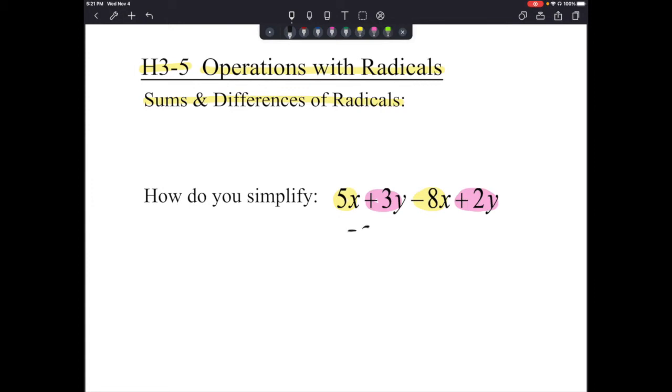So when we combine our like terms, 5x and a negative 8x will give us a negative 3x. And when we combine 3y and 2y, we have a total of 5y's. So our answer there is negative 3x plus 5y. We got that by combining like terms.